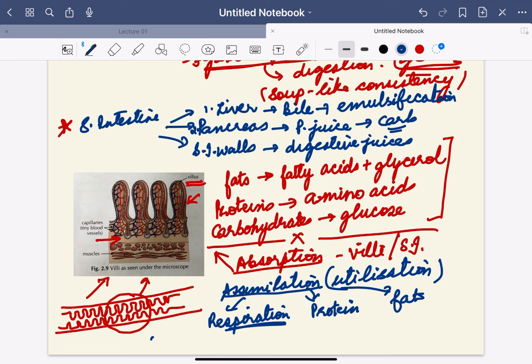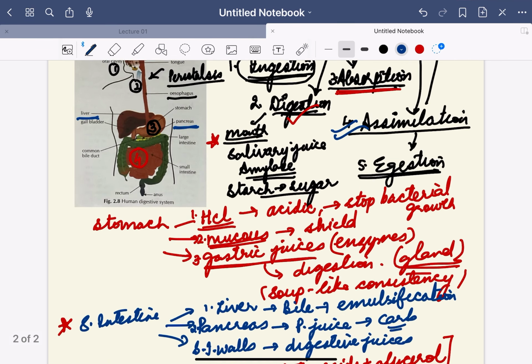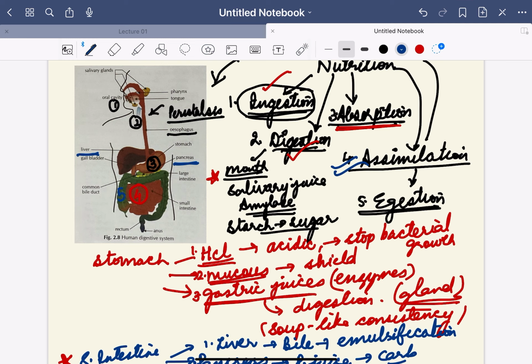And lastly, we come to egestion. Now from the small intestine, the food passes on into the large intestine, which is shown here in green color. It has two parts: the colon and the rectum. The colon, going up, is called the ascending colon, this one is the transverse colon, and this is the descending colon. As the waste passes through the walls of the large intestine, the water is reabsorbed.